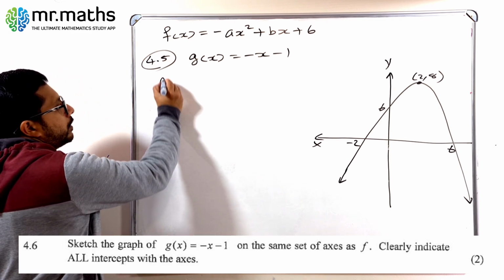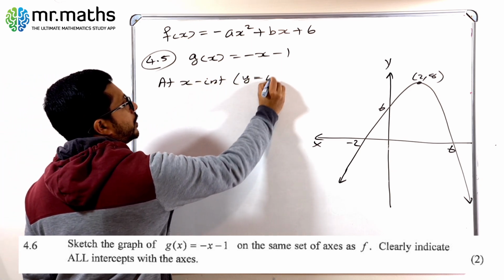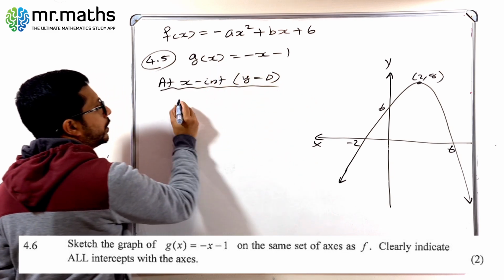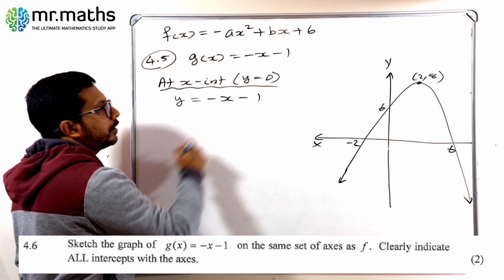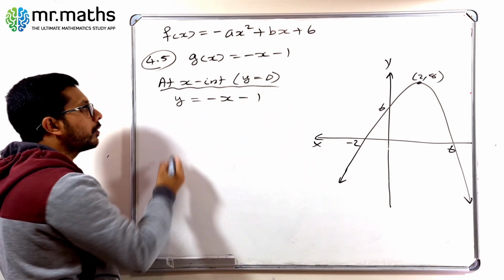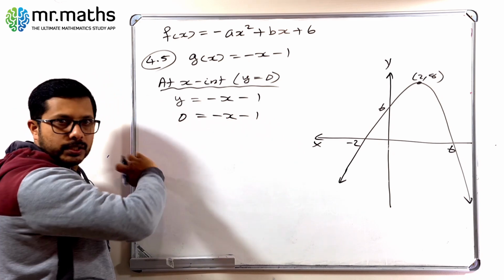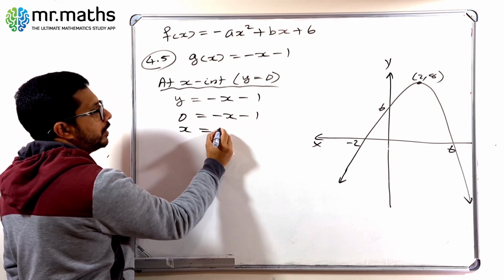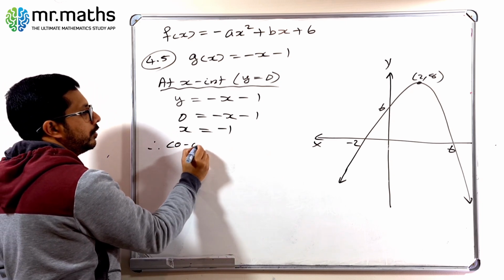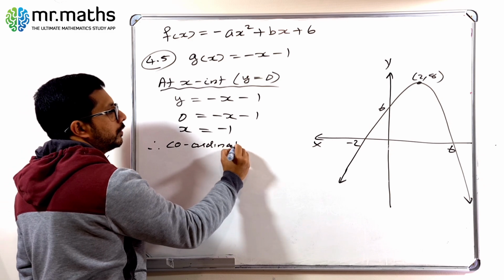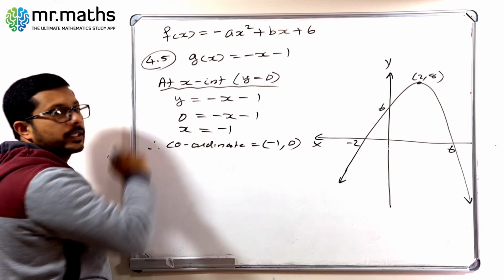So at the x-intercept, what is the y value? Y is equal to 0. So let me write that equation once more. Y is equal to minus x minus 1. What is the y value at the x-intercept? 0. So it is 0 is equal to minus x minus 1. Take this minus x to this side. So it is positive x is equal to minus 1. So the x value is minus 1. So what is the coordinate? The coordinate is minus 1 comma 0. So that is the x-intercept.